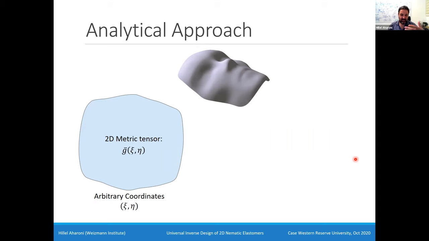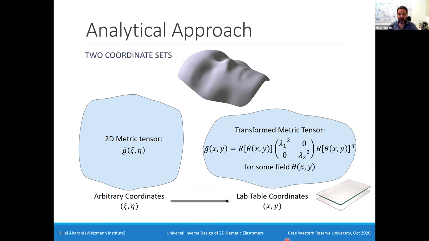So again, we have this psi and eta, which is the name I will give to the coordinates in which the geometry that I'm trying to make is given. And I'm looking for different coordinates, x and y, in which the metric tensor is written like this, where theta of x and y is some field. So I need to find x and y and the director field theta of x and y, such that this metric g bar of psi eta transformed to the coordinates x and y will look like this.